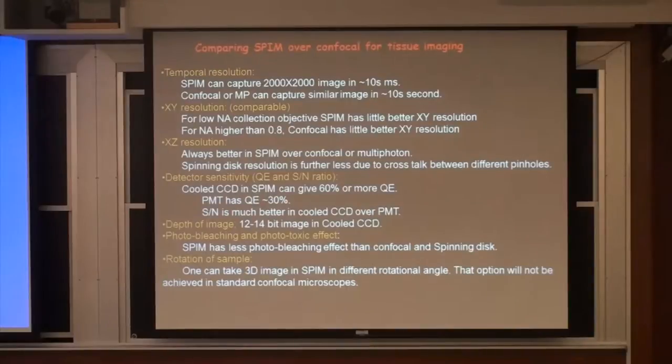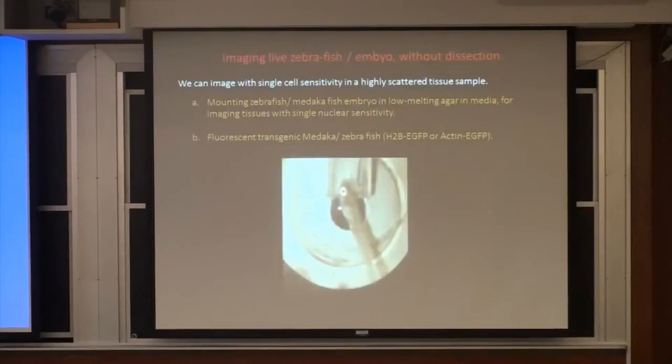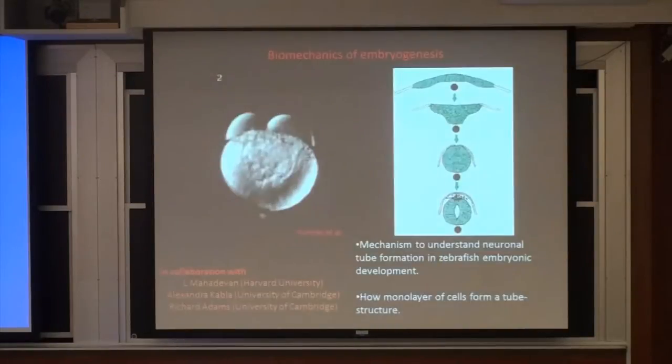And also here in my case, I can rotate the sample, so with X, Y, Z, I can also take the theta image. So basically you can do tomography kind of imaging. To see, for example, what is the in vivo mechanism of cell migration, we can mount, say, a fish anesthetized and embedded in agar in the collection plane of the objective, or you can even do an embryo. And you can take layer by layer fluorescent imaging on this system.